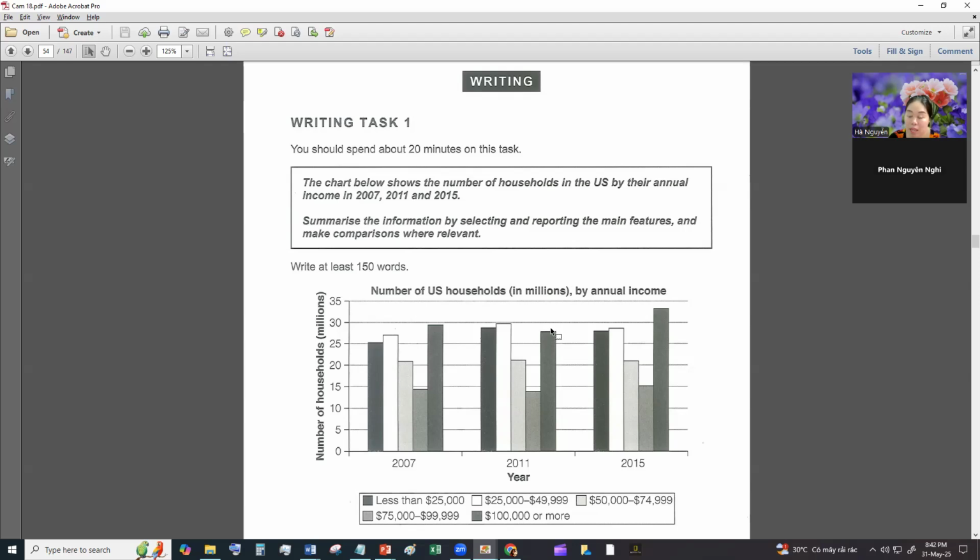Okay, but remember, in the overview, you must point out the level of income that is most common for US households. What is most common in 2007? What is least common in 2007? And yeah, the same goes for the other years.